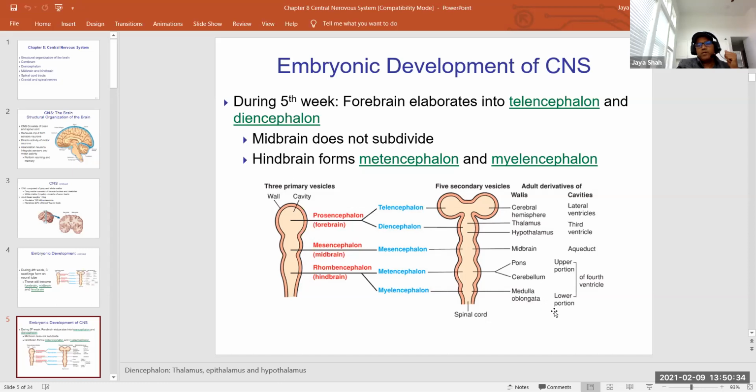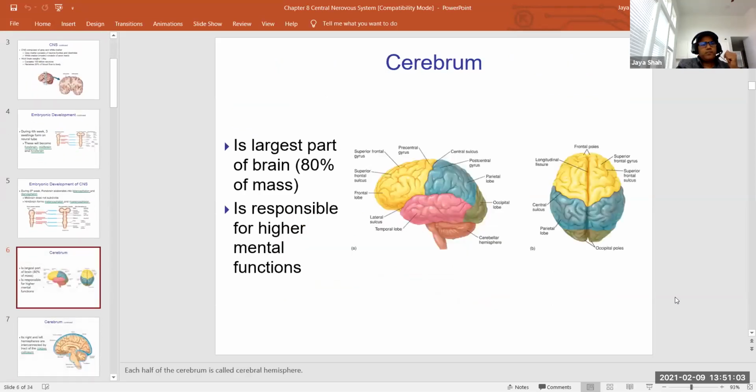the cerebellum. At the same time, the cavity in the telencephalon is the lateral ventricle, the cavity in the diencephalon is the 3rd ventricle, the cavity in the midbrain is the cerebral aqueduct, and the cavity in the metencephalon, or in the hindbrain, is called the 4th ventricle. That's how all these brain parts develop. Okay.